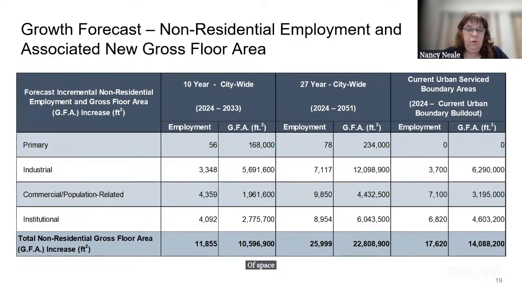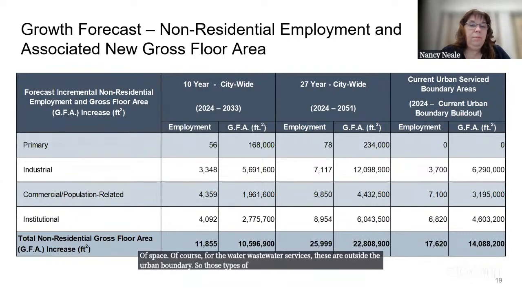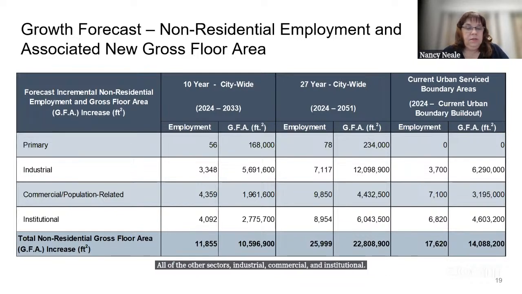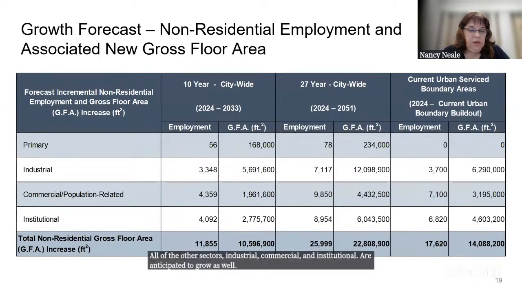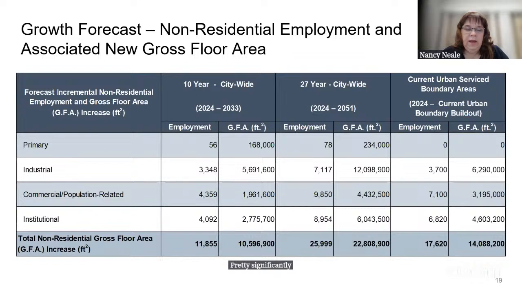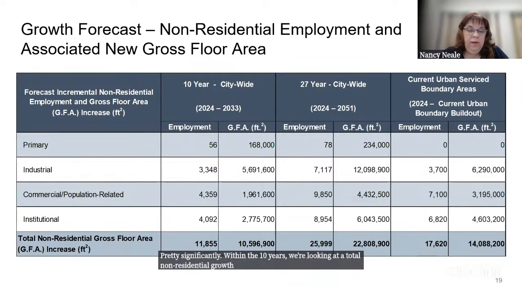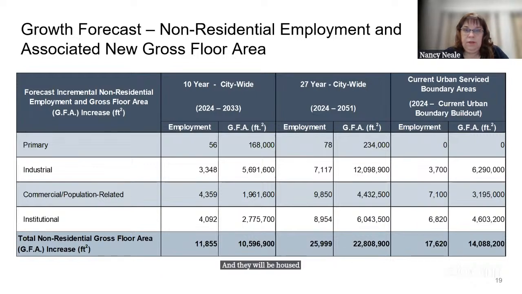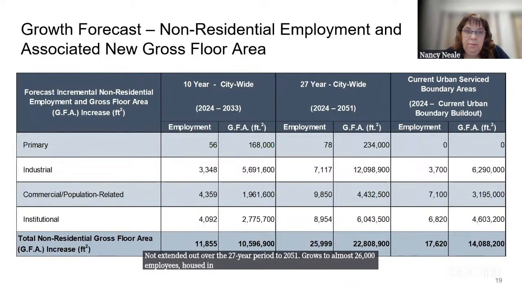Of course, for the water wastewater services, these are outside the urban boundary, so those types of developments would not be paying the water and wastewater components of the DC. All of the other sectors, industrial, commercial, and institutional, are anticipated to grow as well pretty significantly. Within the 10 years, we're looking at a total non-residential growth of employees of just under 11,900, and they will be housed in almost 10.6 million square feet of building spaces. That extended out over the 27-year period to 2051, grows to almost 26,000 employees housed in 22.8 million square feet.